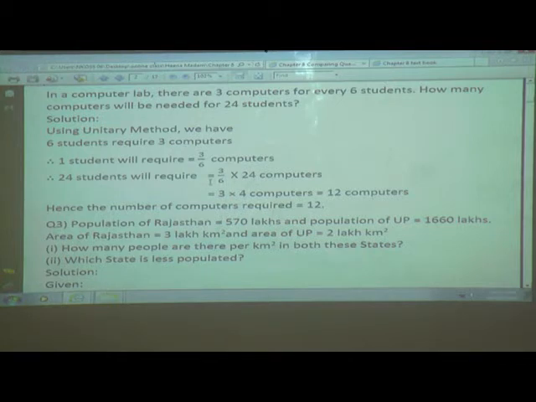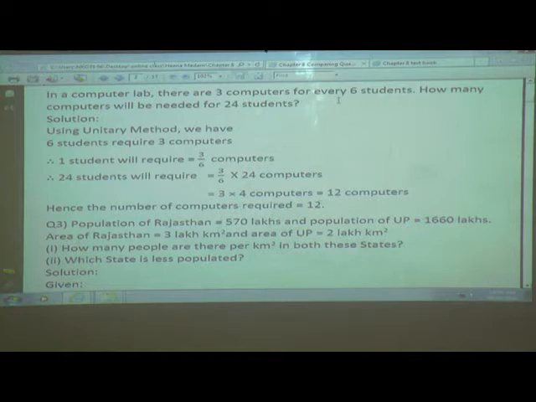Now it is very easy. You have already learned this type of multiplication, a fraction multiplied by a whole number; if it is possible to reduce, reduce it. After reduction, 6 ones are 6, 6 fours are 24. So it is 3 multiplied by 4, which is nothing but 12 computers. So how many computers will be required for 24 students? 12 computers will be required. Hence the number of computers required is 12 for 24 students.